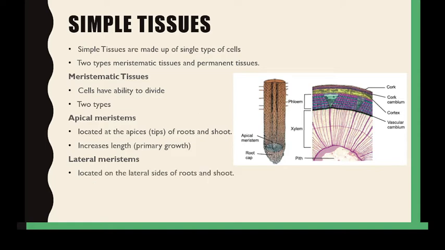While lateral meristems are located on lateral parts of roots and shoots, where they have the ability to divide. As a result, the thickness of the plant will increase. So they are responsible for increasing the width or thickness of the plant. This type of growth is known as secondary growth.